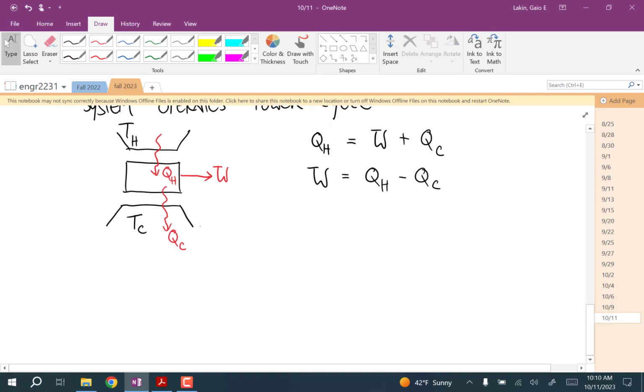The efficiency of a power cycle is what you're trying to produce divided by what you're trying to do the least of, the cost. So you have the work over QH. And you can rewrite this, substituting in this expression for work from up here, as QH minus QC divided by QH. So you get 1 minus QC over QH.